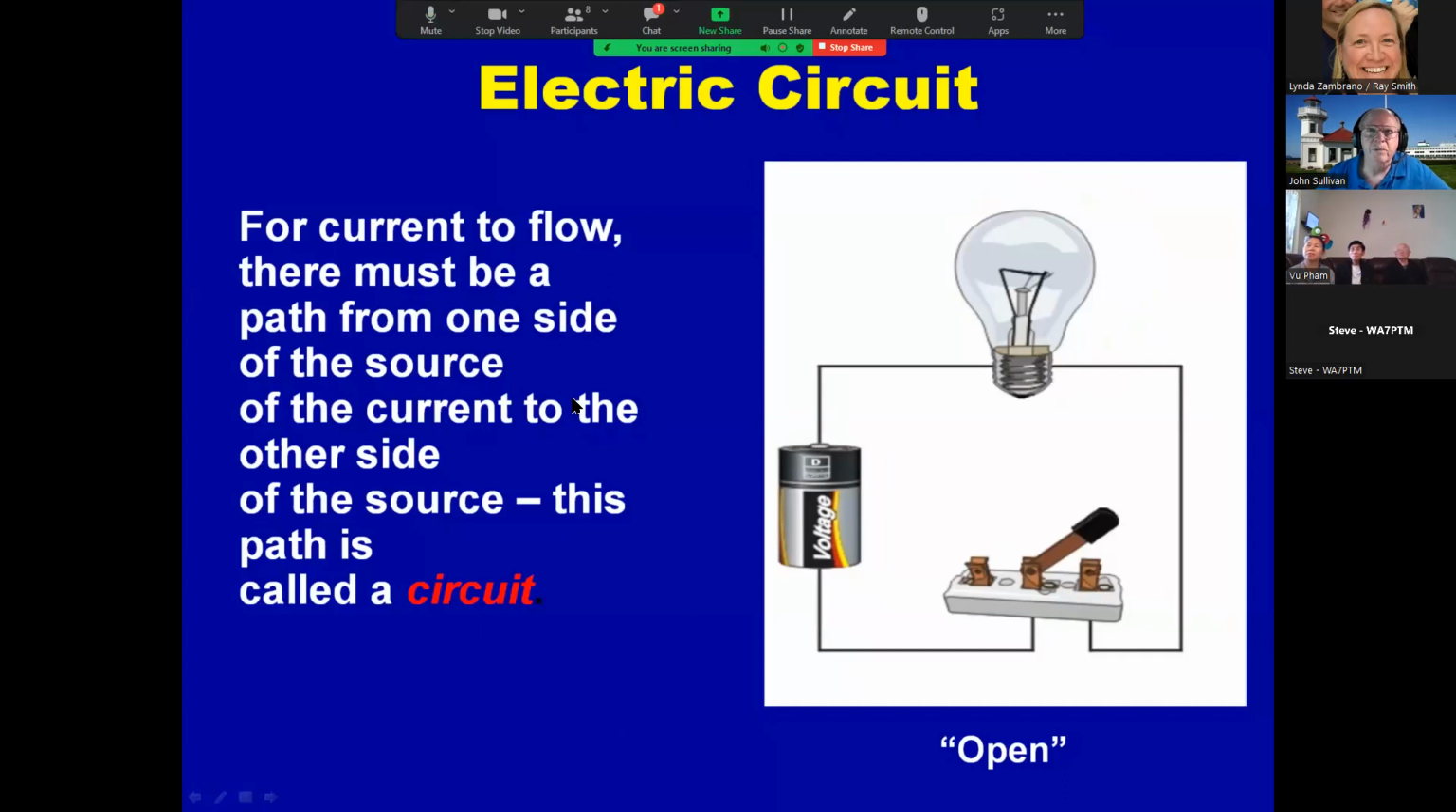Once you open up that switch, the current tries to flow and it has no place to go. And since it cannot complete this path, the light bulb doesn't light, there is no current flow. Okay?